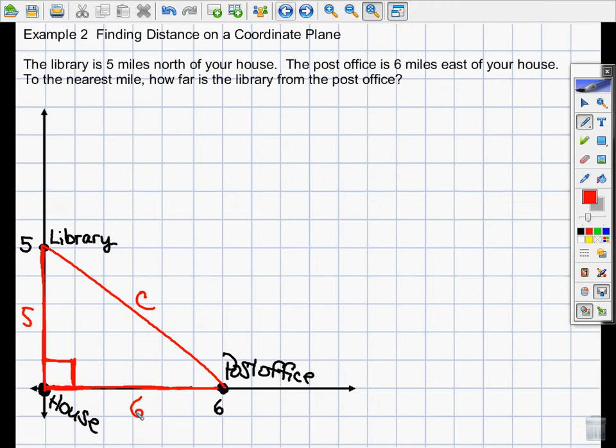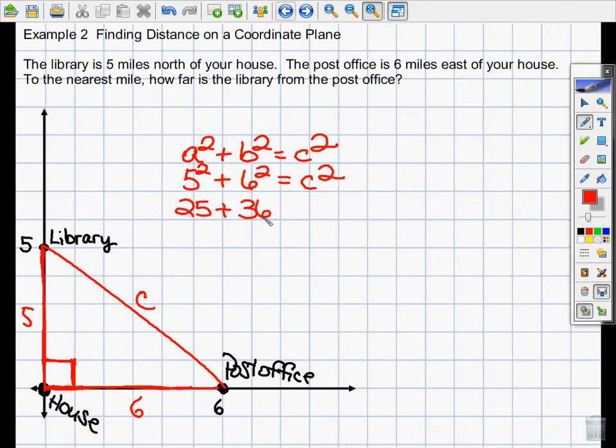Let's do it, okay? So we've got a squared plus b squared equals c squared. What's a squared? We can call it 5, okay? So then that means b squared has to be 6. What's 5 squared? 25. What's 6 squared? 36. And then add them together for me. It's 61. And then we want to take the square root.